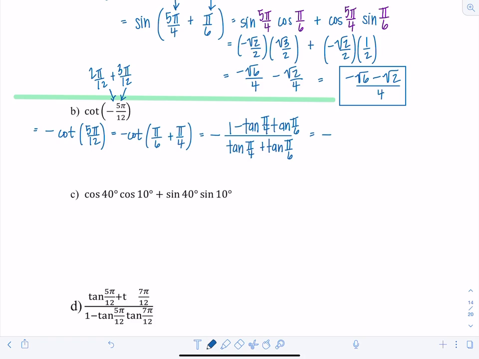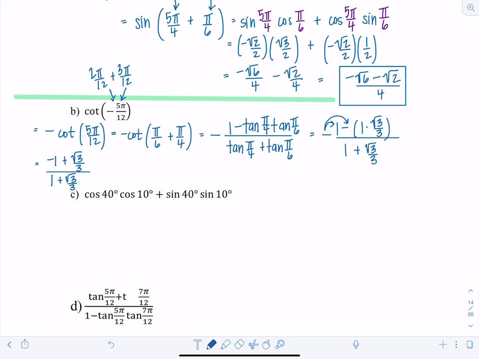So we have negative, let's see, 1 minus, so tangent of pi over 4, that's just 1. Tangent of pi over 6, that's going to be 1 over rad 3, so rad 3 over 3. And then, again, the denominator is going to be 1 plus rad 3 over 3. Okay, let's distribute this negative through the numerator so it's not being a source of concern. So I'll have negative 1 plus rad 3 over 3 over 1 plus rad 3 over 3.